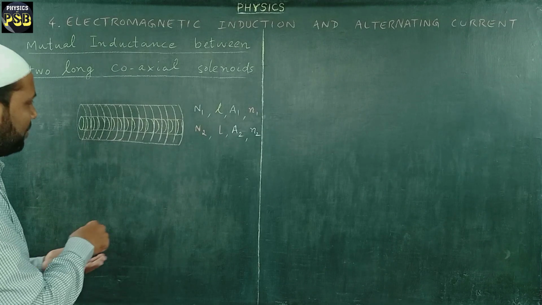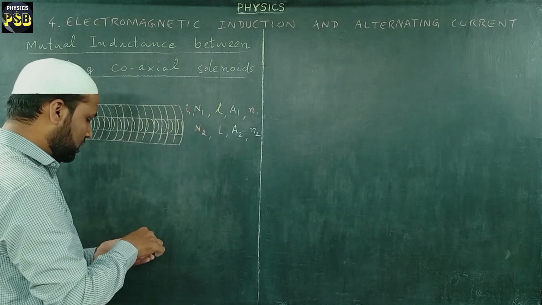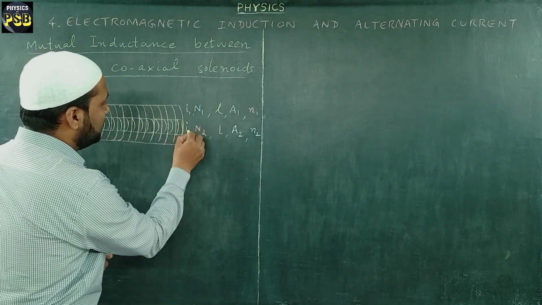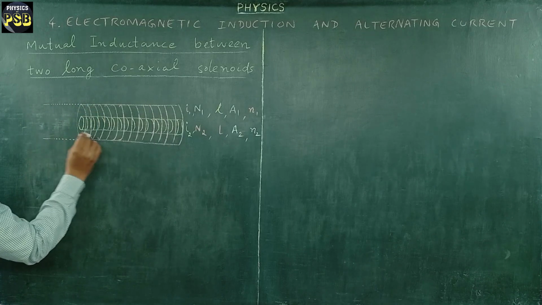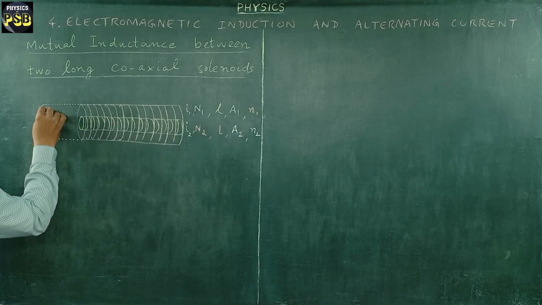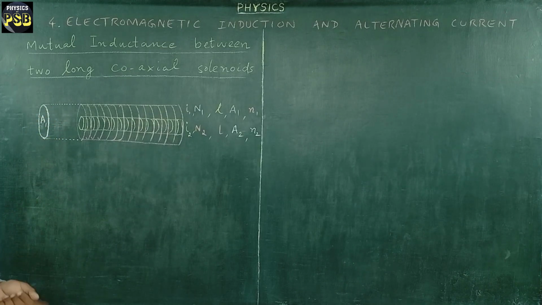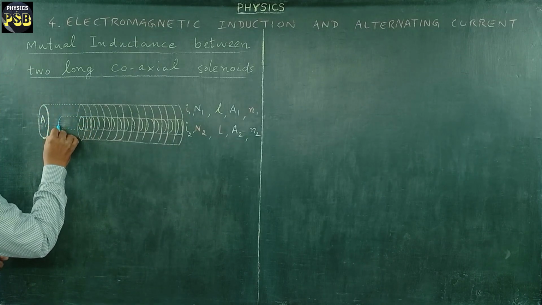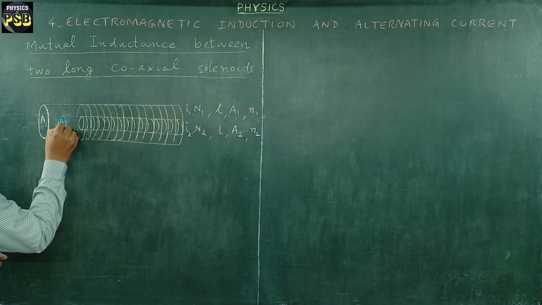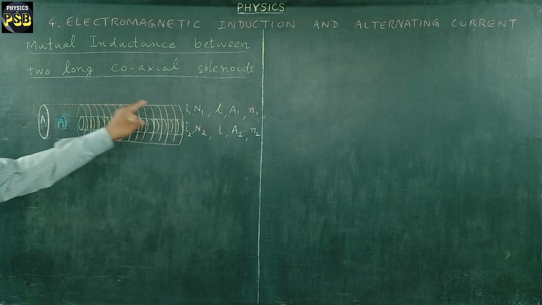Through the first solenoid we pass current I1. Through solenoid 2 we pass current I2. Here the area of cross section of this solenoid is A1, and the area of cross section of the second solenoid is A2. Remember this.